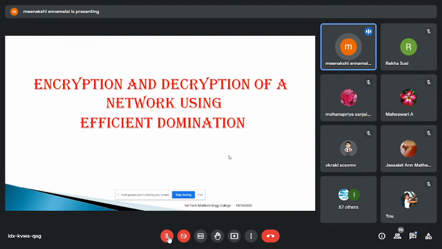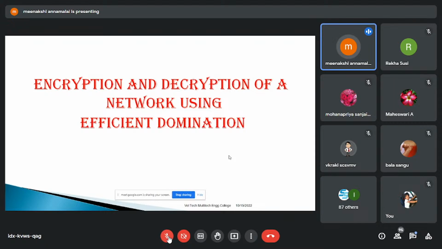I'm treating my password as a secret number. It's a numerical value, and I have to spread this numerical value over the network. Who want to break it, they should know what is meant by domination. Here I'm applying efficient domination. This is the aim of today's speech.